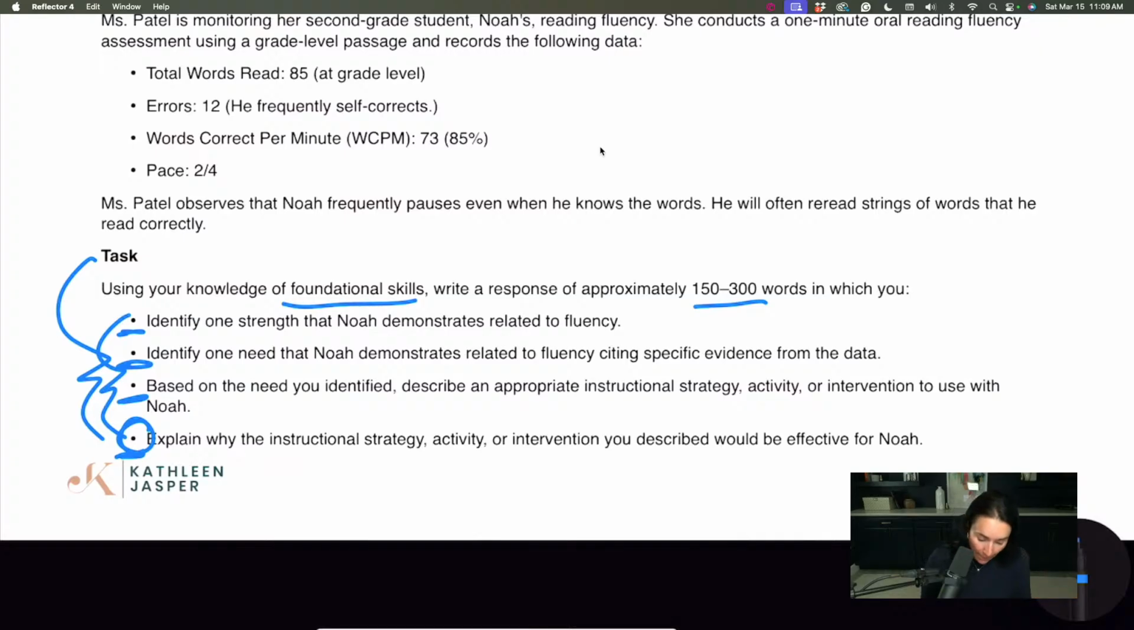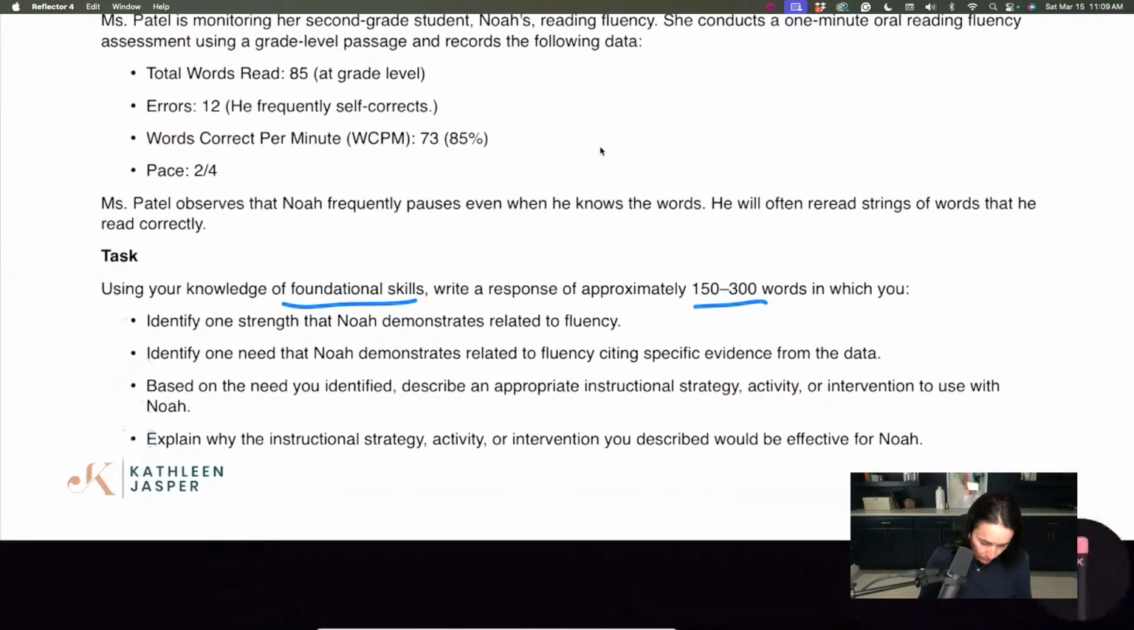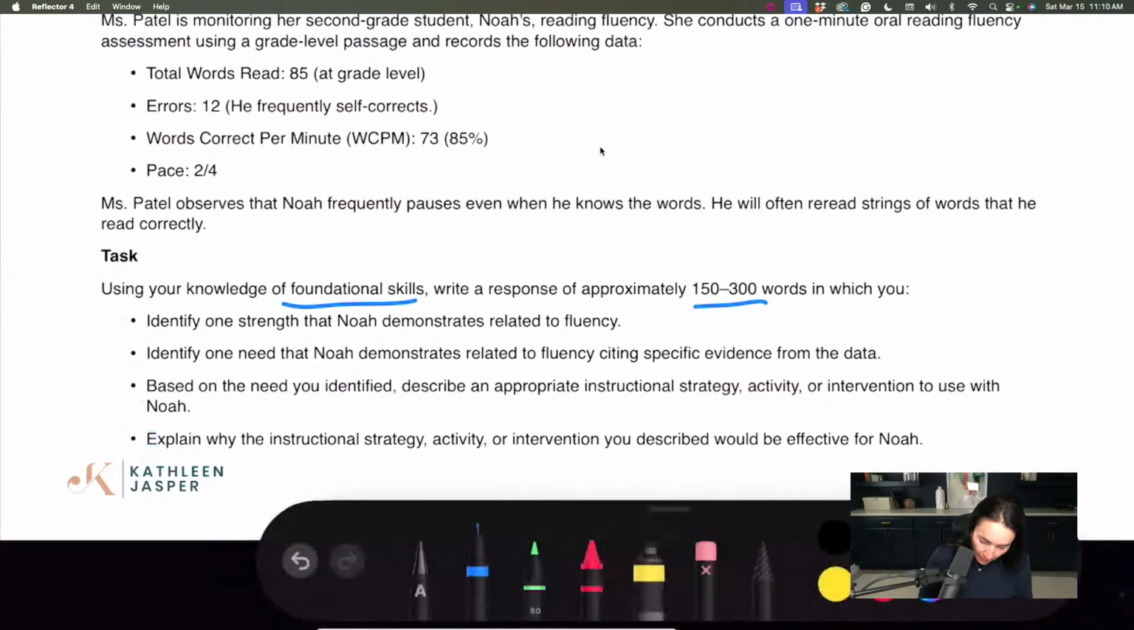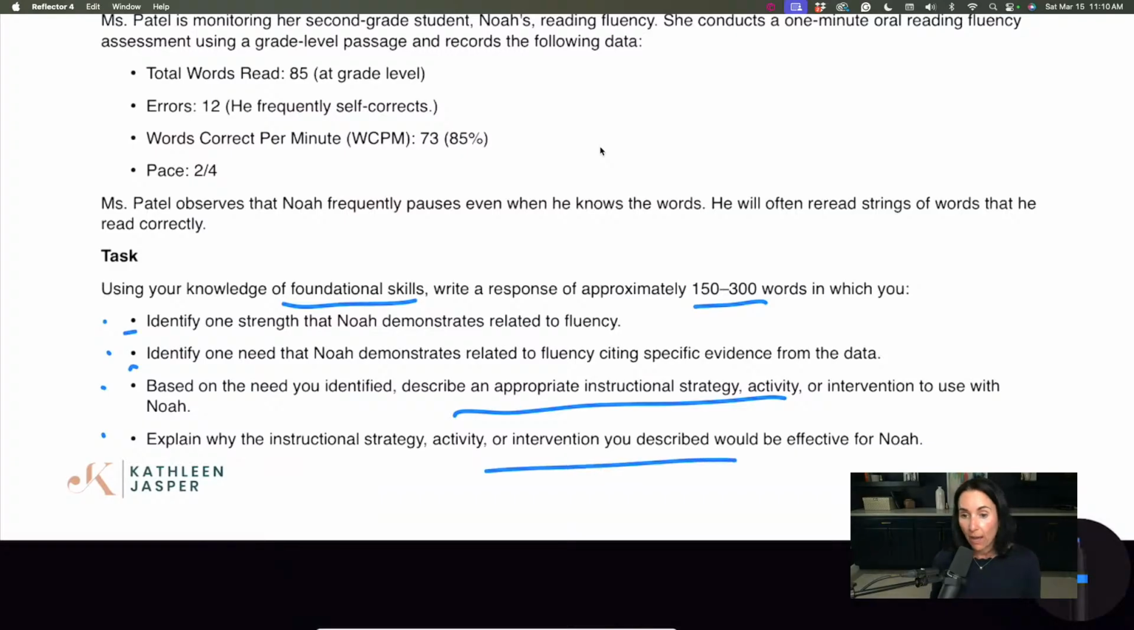You could also combine bullets 1 and 2. Let me just go ahead and delete this so I can show you. You could have 4 paragraphs here, paragraph 1, 2, 3, and 4. And I'm going to show you actually do it that way. Or you could combine 1 and 2 so that your strength is one part of the first paragraph and your need is the second part. And then your second paragraph would be the strategy and the rationale. You could break it up like that too.